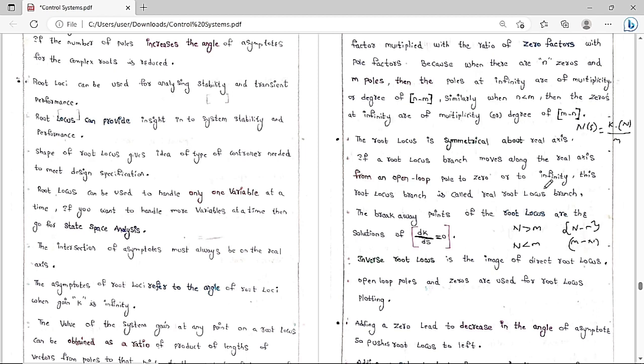Now we need to check whether these are valid breakaway points or not. If you substitute the value of s in the characteristic equation and you get the value of k positive, then these are valid breakaway points. But if you get the value of k negative, then these are invalid breakaway points.